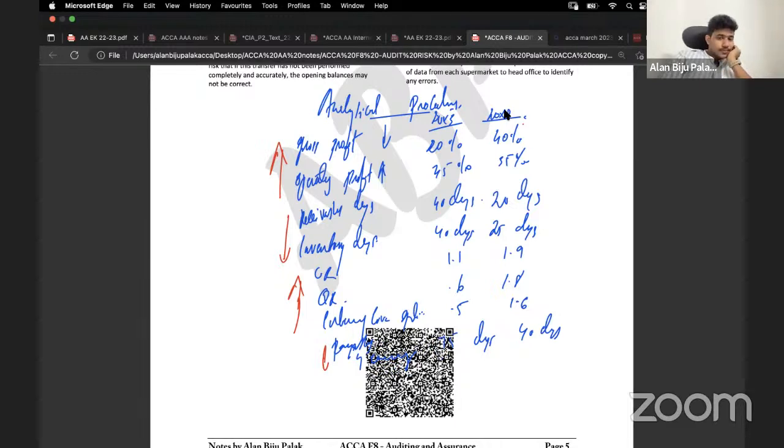Is it clear? Is it clear, everyone? Okay. What will the response be? We need to discuss with the management whether there is any uncertainty relating to going concern, and in case of any uncertainty we need to review the financials to confirm whether it is appropriately disclosed.